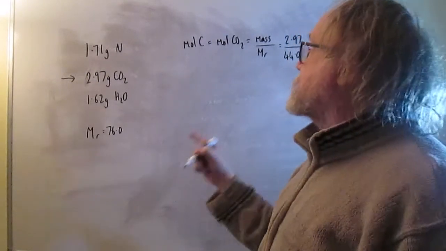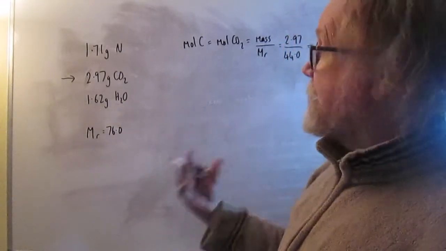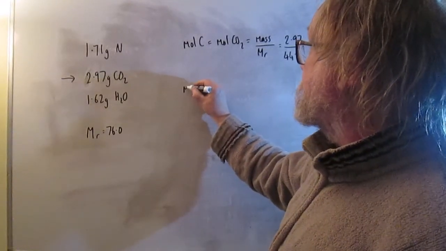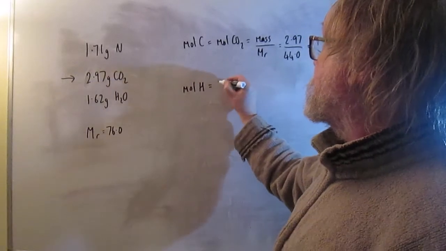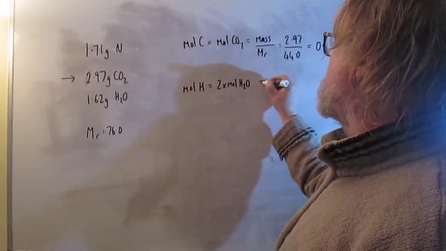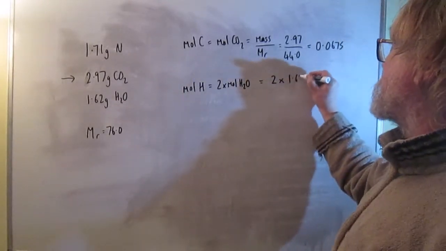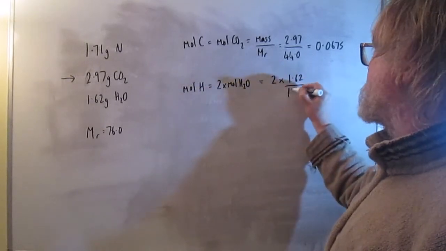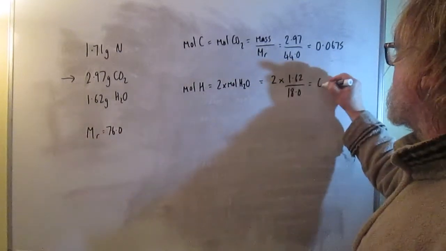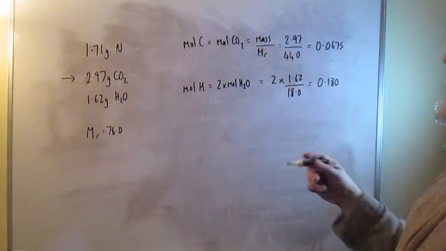For moles of hydrogen, it's just slightly trickier because each water contains 2 hydrogens, so there'll be twice as many moles of hydrogen as there are actually of water. So we can write that down as well, that the moles of hydrogen is 2 times the moles of water, which is 2 times, again, mass over Mr, so 2 times 1.62 over 18.0, and that comes to 0.180 moles of hydrogen. Okay, so we've got the moles of carbon and hydrogen.